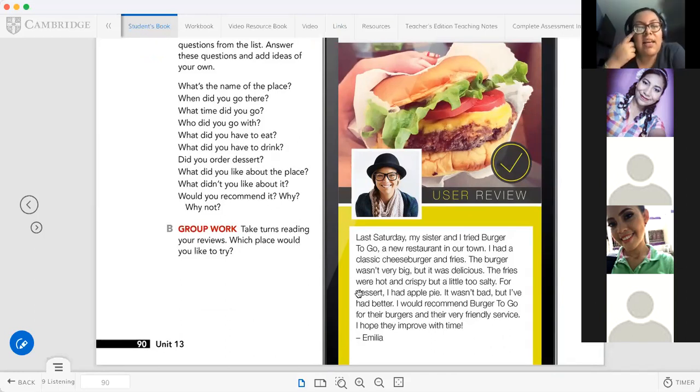The fries were hot and crispy, but a little too salty. For dessert, I had apple pie. It wasn't bad, but I've had better. I would recommend Burger to Go for their burgers and their friendly service.